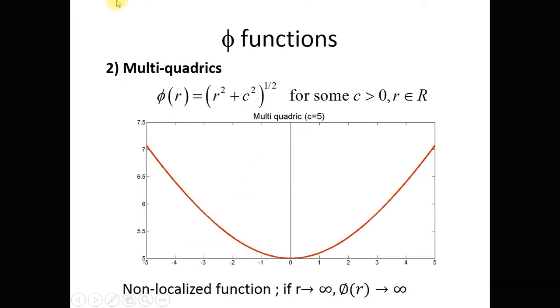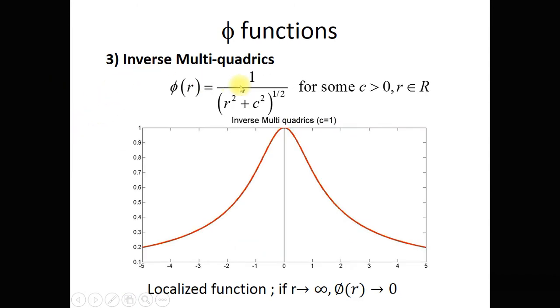Another choice may be a multi-quadric. Now this is non-localized. Here it is the reverse: as r tends to infinity, phi r also tends to infinity. So this is called a multi-quadric. We also have the inverse multi-quadric, which is an important function. Just like the Gaussian function, it is a localized function. That is, if I go farther and farther from the center point, the value goes on decreasing, and finally at infinity the value will be 0.